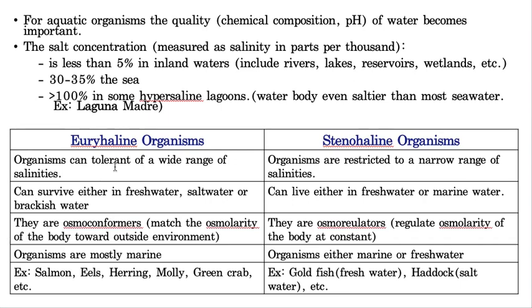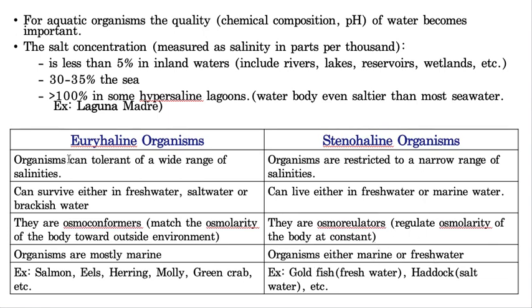Whereas euryhaline organisms are called osmoconformers. What is the meaning of osmoconformers? They can match the osmolarity of their body to the outside environment. Whereas these stenohaline organisms are osmoregulators. That means they keep the osmolarity of the body constant. They cannot change according to the salinity. That's why they are restricted either to freshwater or to marine water. Whereas these organisms are mostly marine, and these organisms are marine or they may be freshwater.